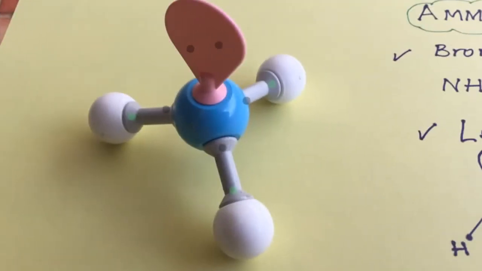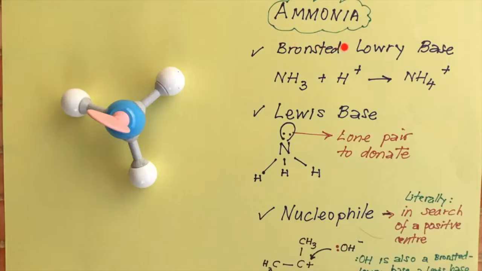A model of the ammonia molecule. Here you can see the central nitrogen atom covalently bonded to 3 hydrogens with its lone pair of electrons here. Ammonia is an example of a Bronsted-Lowry base because it can accept a proton. It can also be classified as a Lewis base because it possesses a lone pair which it can donate and form a coordinate covalent bond with a species that accepts this bond.